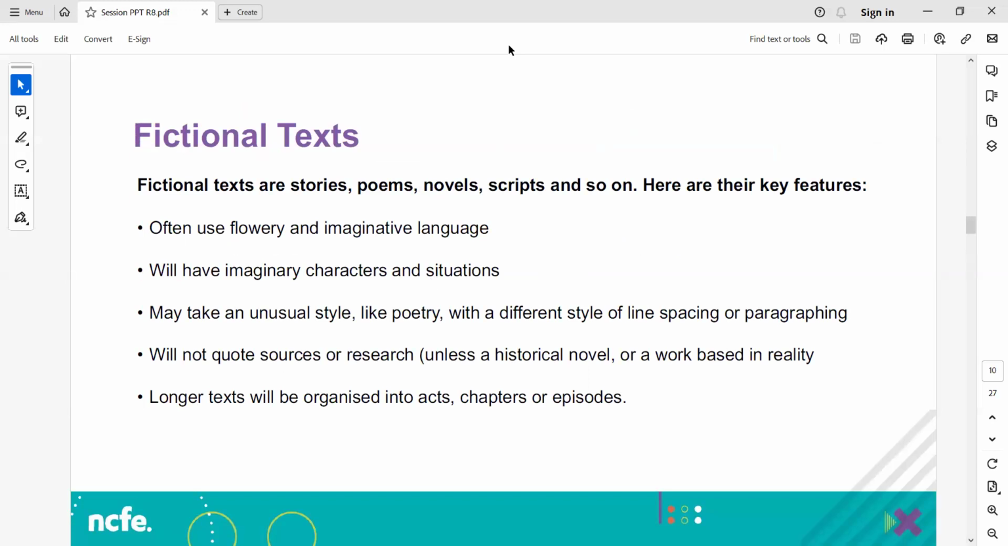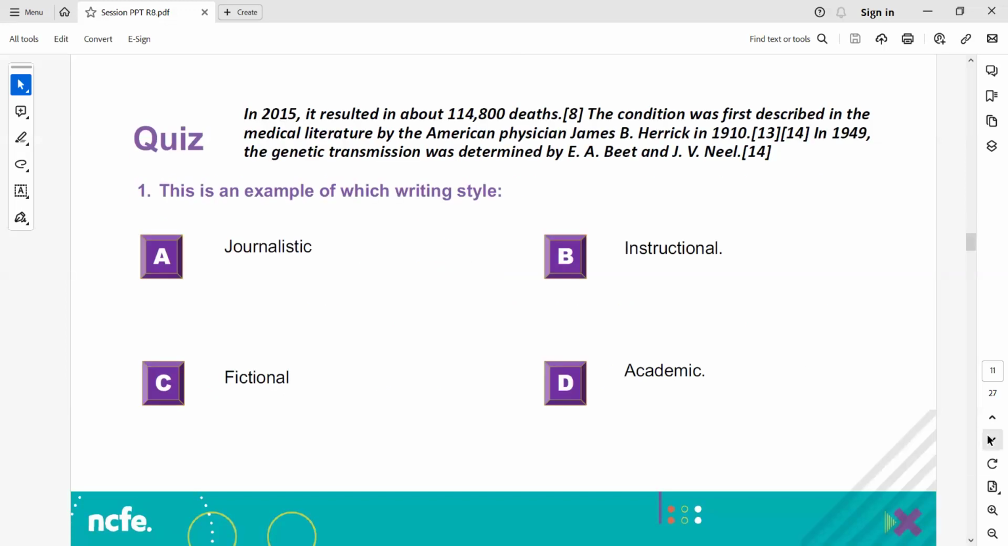Okay, so let's move on. We have a quiz in the middle today about what we've already covered. We've got an extract here, and we need to say which type of writing style it is, thinking about those features that we have just looked at.